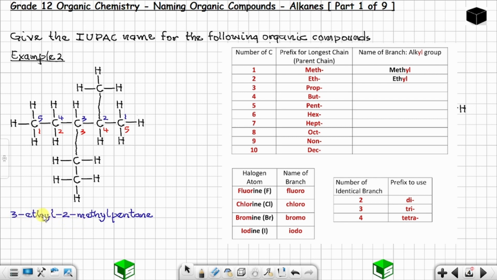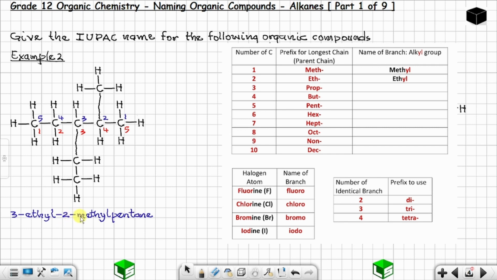Okay, so now you may be wondering why 3 before 2. When you have more than 1 branches, you have to name your branches alphabetically. So E comes before M. You don't look at the numbers when you have more than 1 branches, and you put hyphens or dashes between letters and numbers. You can see between letters and numbers you have a hyphen.